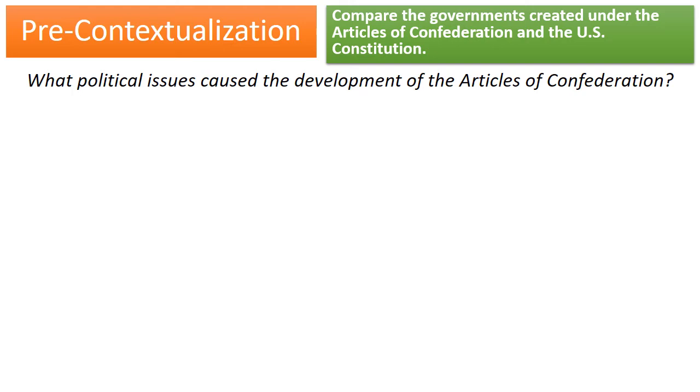Okay, so let's build the pre-context. Remember, the prompt is: compare the governments created under the Articles of Confederation and the U.S. Constitution. So a good question to answer for your pre-context would be, what political issues caused the development of the Articles of Confederation? Mr. C and I have come up with 4 options for you.